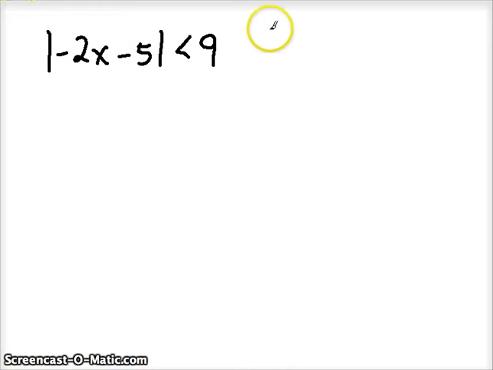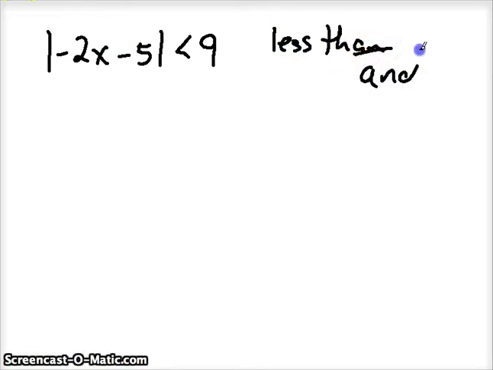Here's our other example. The absolute value of negative 2x minus 5 is less than 9. So we're looking at our variable over here, and the tiny side is pointed at the variable. So this is a less than equation, and that's an and statement.